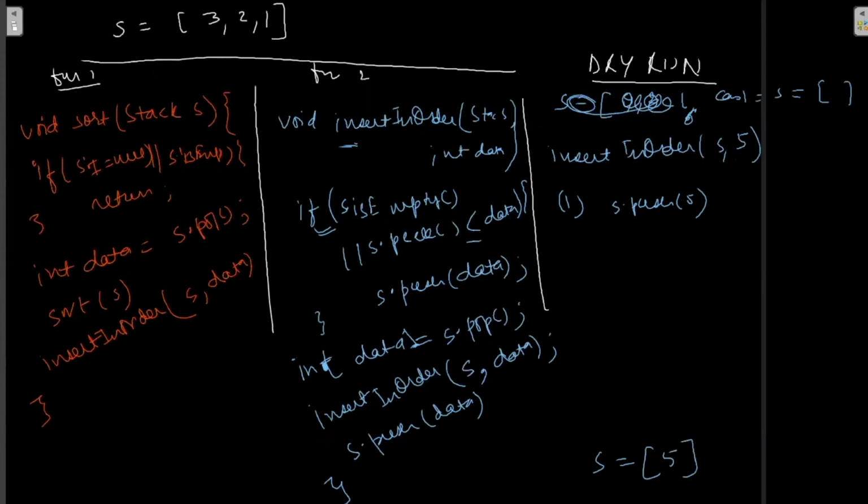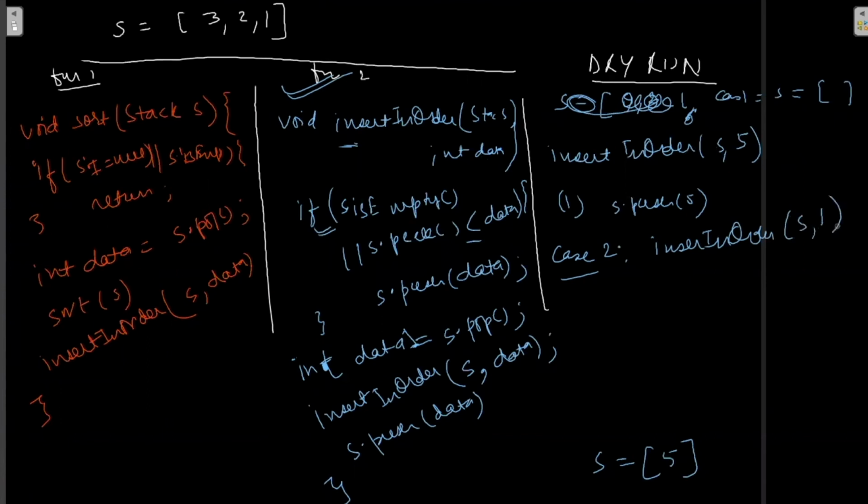I'm trying to write on this function too. Initially, suppose the stack is empty and I want to insert 5 in order, then it went right. Now, suppose the case 2, let's try to take the case 2. In that case, now I'm trying to insert again, insert in order, say 1 in this case.